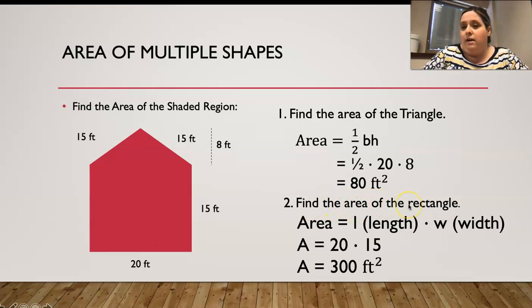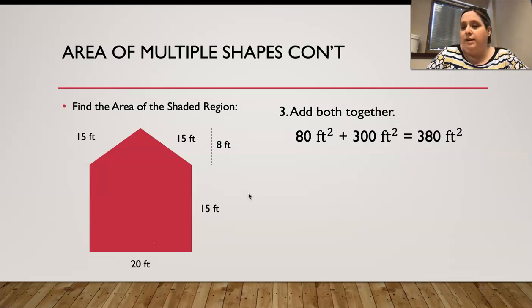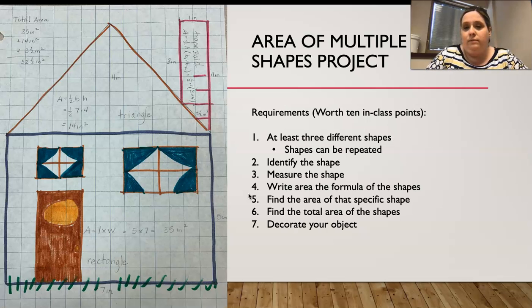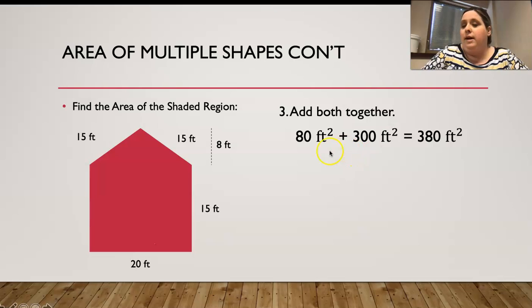Find the area of the rectangle. So here is our rectangle here. So 20 times 15, the area is 300 square feet, or feet squared. And then you're going to add both together. And when you add both together, you get the total area of the shaded region is 380 square feet.